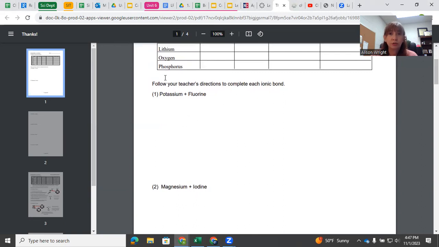We're going to draw the Lewis structures for these. Just like you saw in the video, we're going to do the Lewis structure for potassium. All right, we'll start there. Potassium is element symbol K. It's in group 1. So we just give it its 1 valence electron. Let's do different colors, shall we?